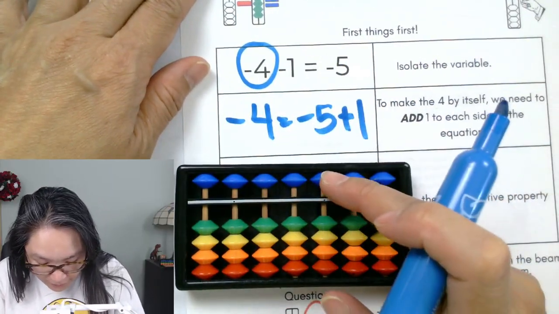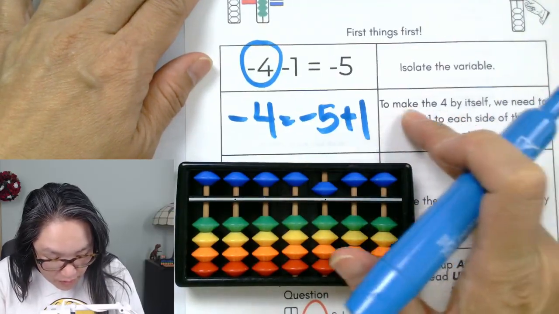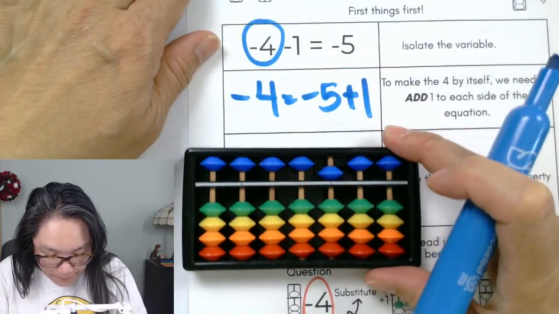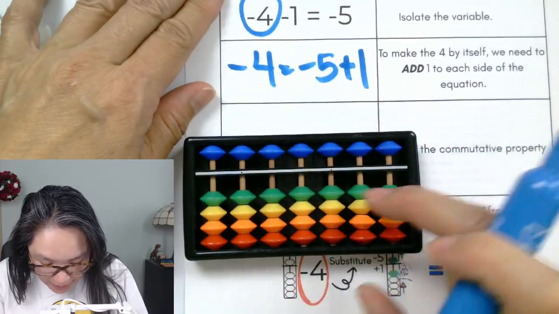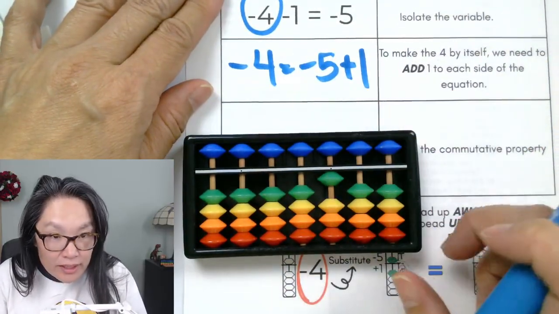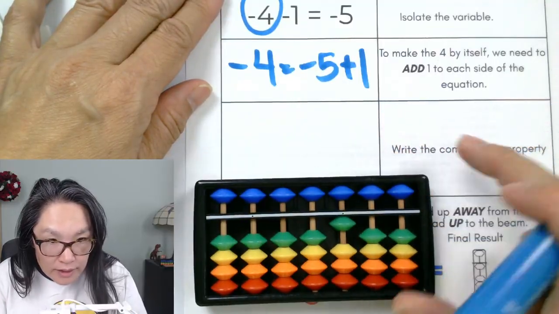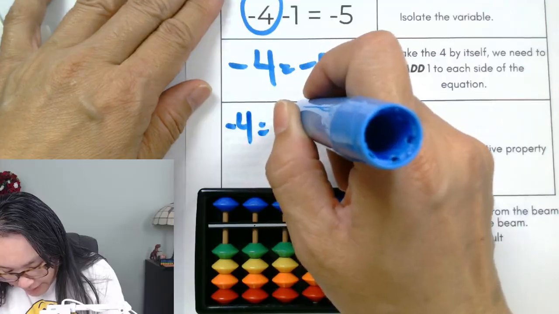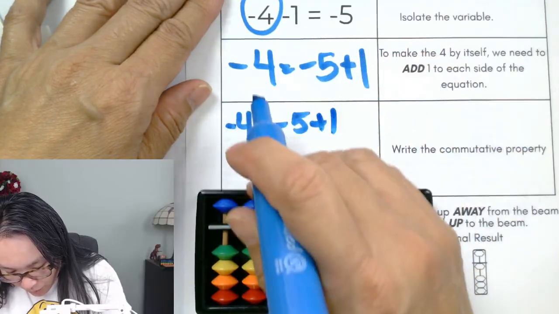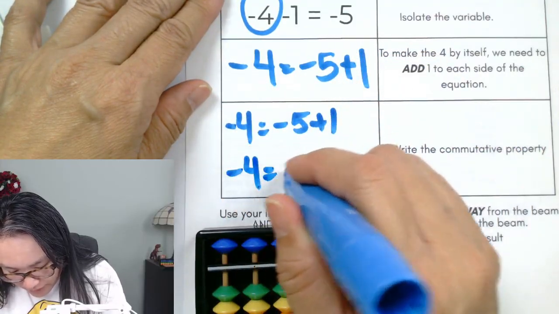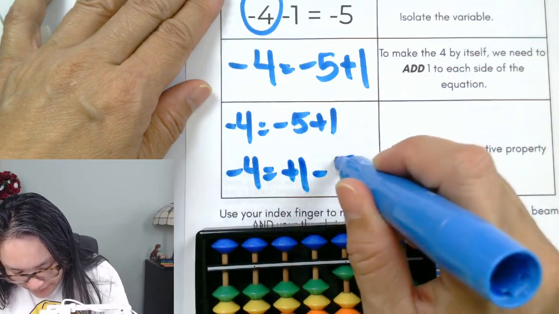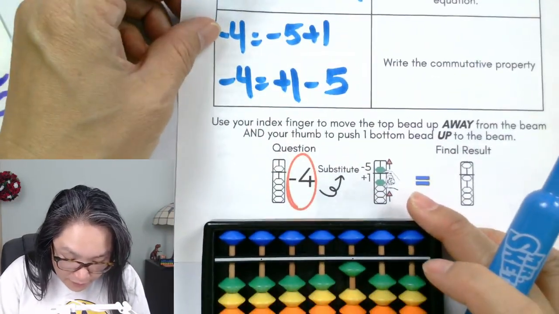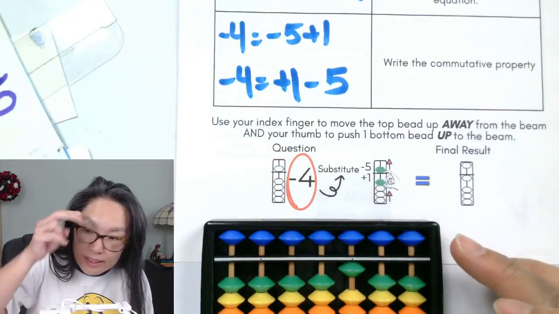When we minus the 5, we just follow the directions, because what are we trying to do? We're trying to make the 4 by itself. We need to add 1 on each side. So when we minus the 5 and plus the 1, my final answer is 1. And now we write our commutative property. Minus 4 is equal to minus the 5 plus the 1, or it can be minus 4 is equal to plus the 1 minus the 5. So this is about understanding that they can be in any order.